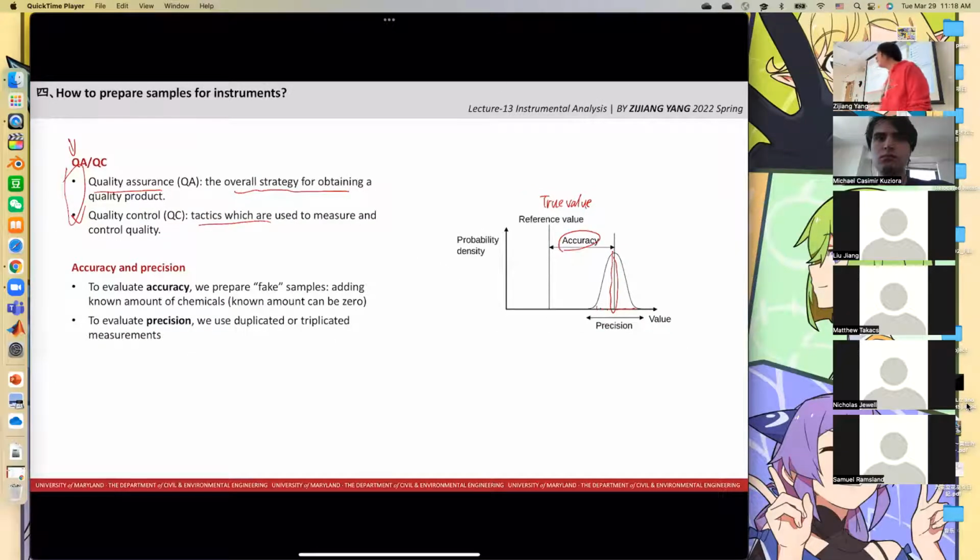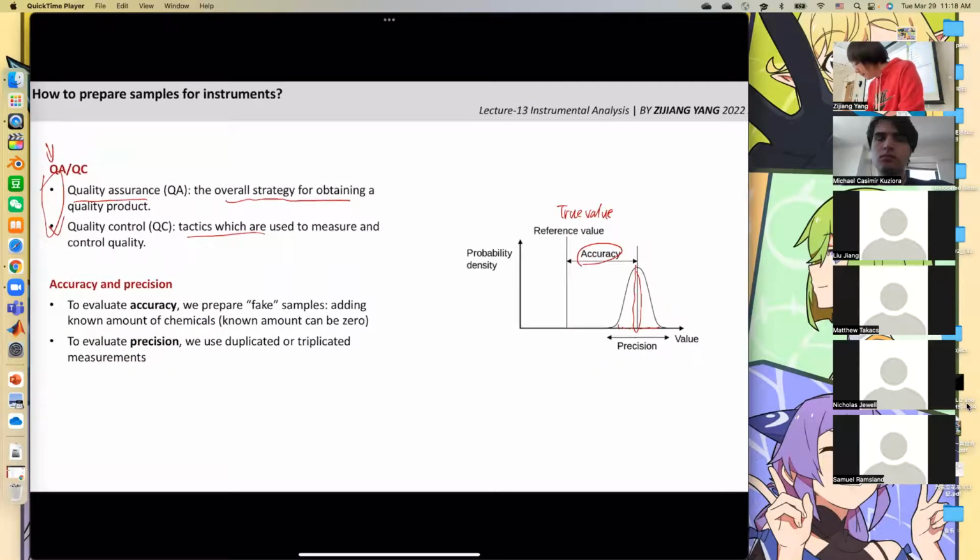And in terms of instrumental analysis, we can measure these two values by different methods. To evaluate accuracy, we can prepare fake samples by adding a known amount of chemicals. This known amount can also be 0, but we call this a blank.